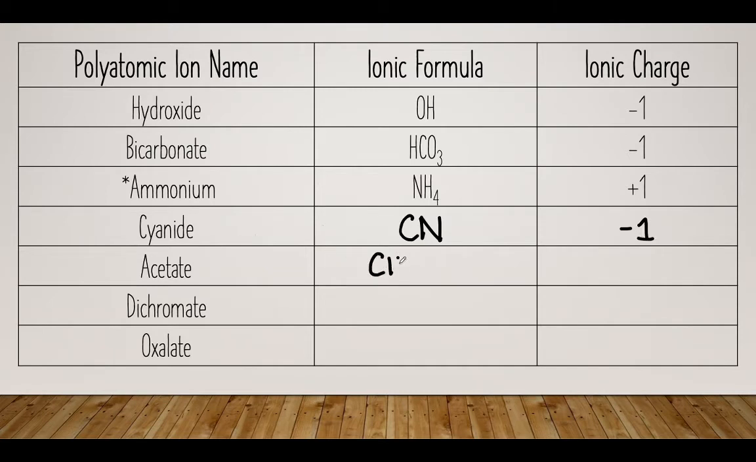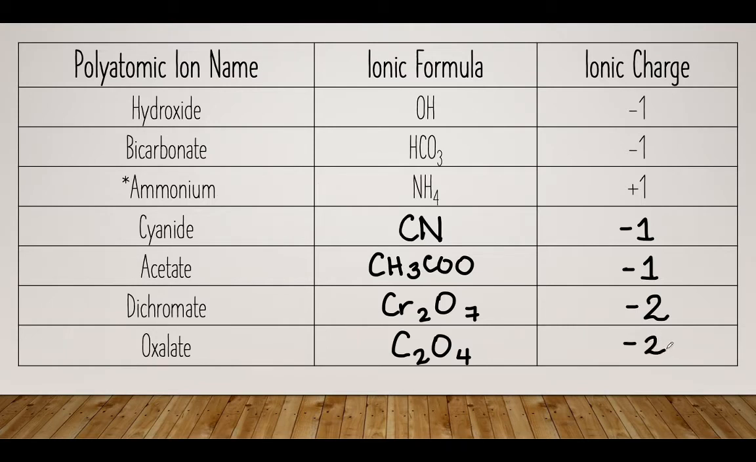Acetate is CH3COO-1. Dichromate is Cr2O7. The charge is -2. And oxalate is C2O4. Charge is -2. So other than those 5 main polyatomic ions, you're going to see these quite often.